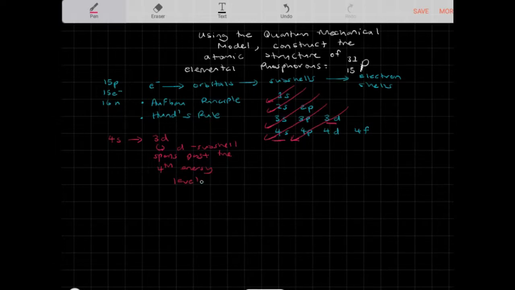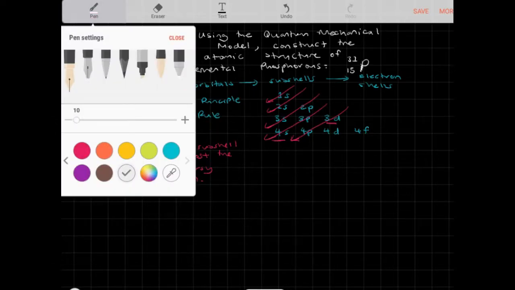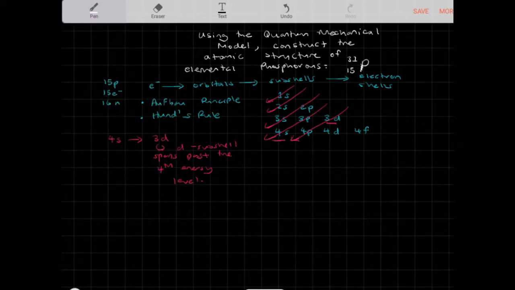So the 3D subshell is actually higher in energy than the 4s subshell, right? Relatively, they're about the same energy, but the 3D is a small increment higher, right? So I'm going to construct this, similar to our previous example.